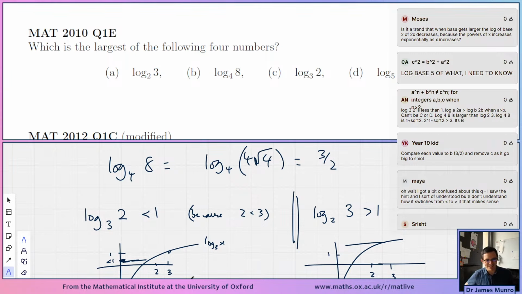Log base 5 of what I need to know. Yeah, well, now your chat message is on top of the log base 5 of the thing that you'd like to see.